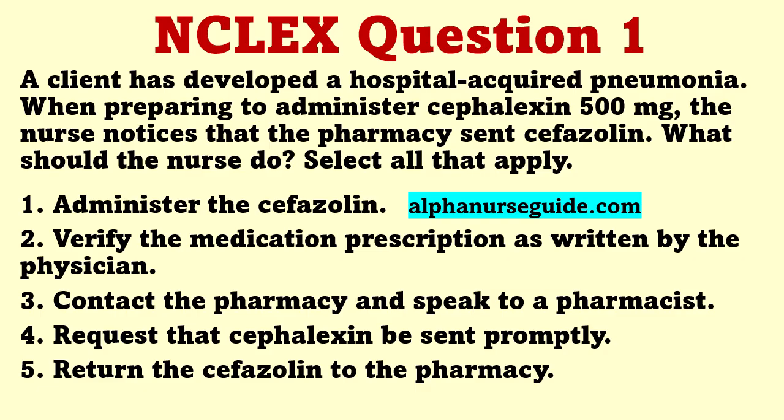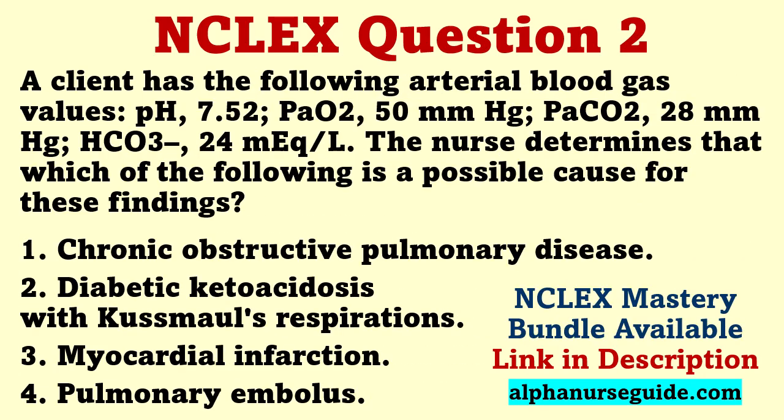A client has the following arterial blood gas values: pH 7.52, PaO2 50, PaCO2 28, HCO3 24. The nurse determines that which of the following is a possible cause for these findings. 1. Chronic obstructive pulmonary disease. 2. Diabetic ketoacidosis with Kussmaul's respirations. 3. Myocardial infarction. 4. Pulmonary embolus.